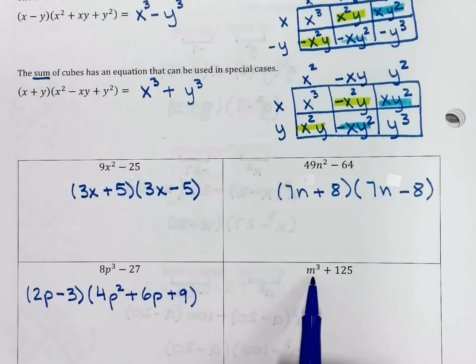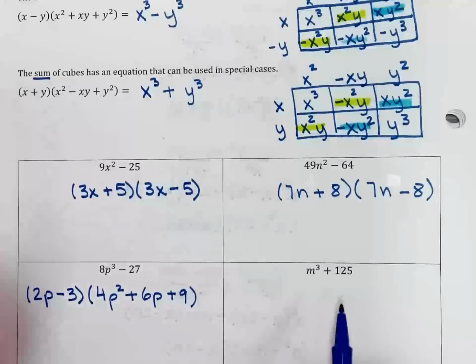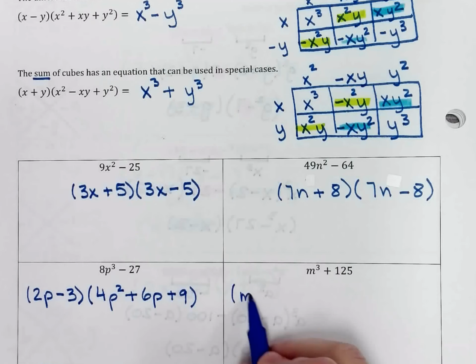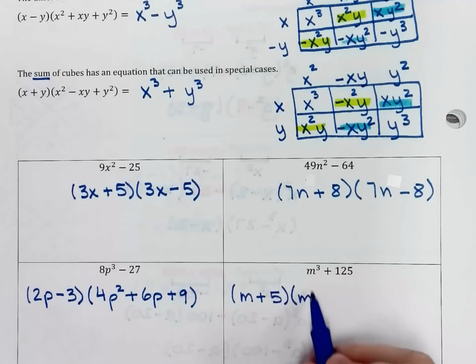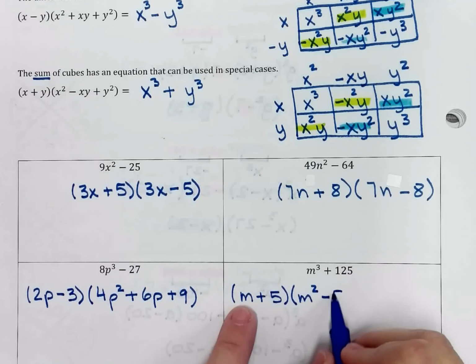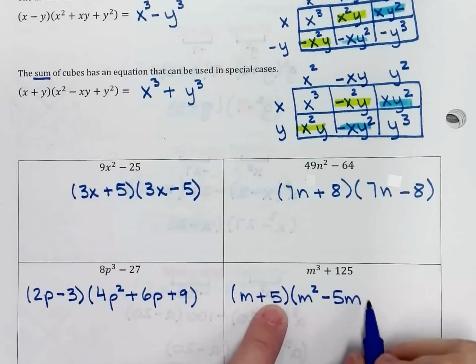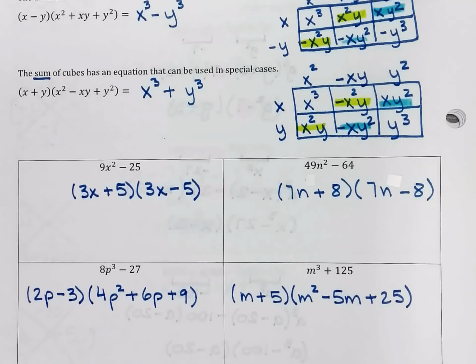Now we have the sum of two perfect cubes. I'm going to follow this formula right here. So cube root, and then you're going to square the first, minus, multiply, and then you're going to square the second one. And that's pretty much all you need to do on this page.